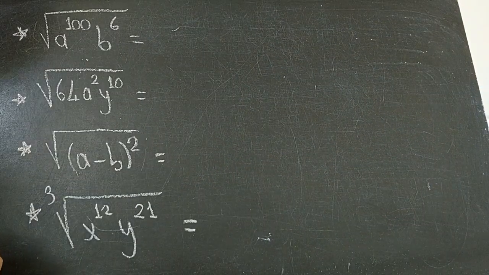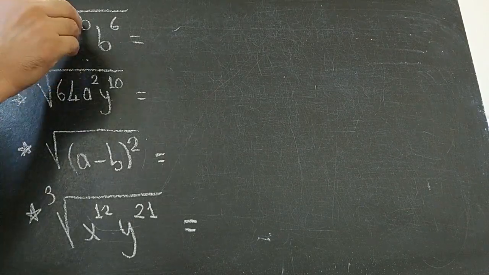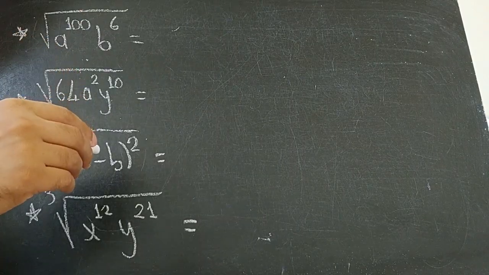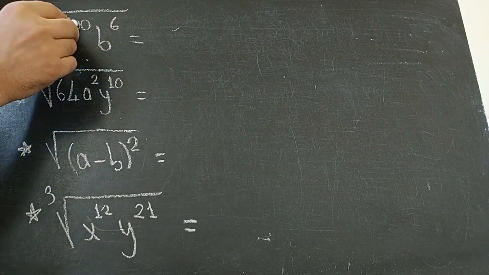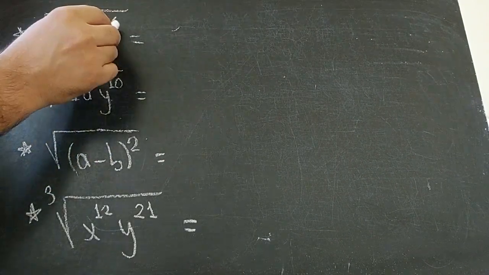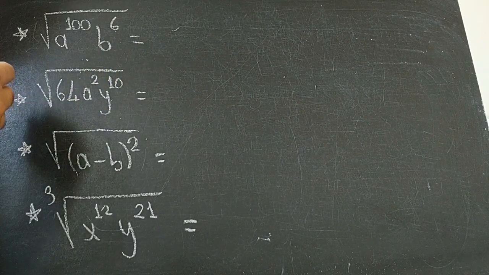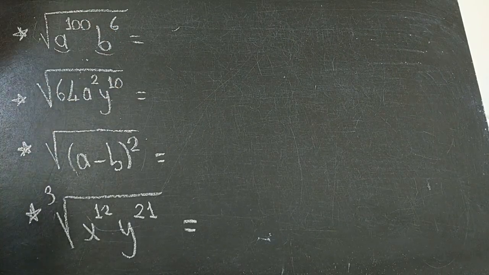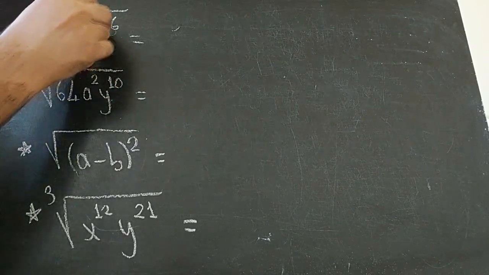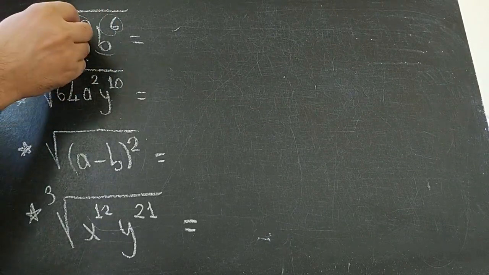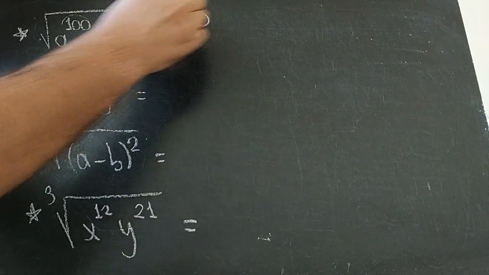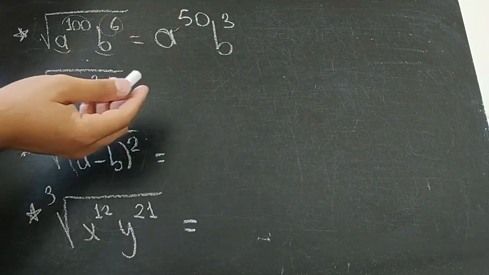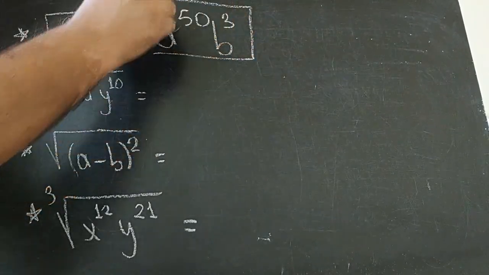Alright, now let's have a look at those questions. Square root of a power 100 times b power 6. Remember that square root was power 1 over 2. Power of power, we are going to multiply this by 1 over 2, this by 1 over 2, separately, of course, because this belongs to both of them. Basically you are going to divide powers by 2. So a 100 divided by 2, 50. This is for square root. 6 divided by 2, 3. That will give me a power 50, b power 3.